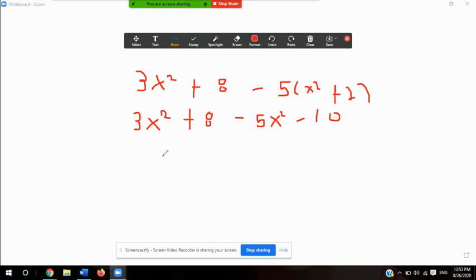And then I'm just going to combine my like terms. So 3x squared is going to go with 5x squared, and I'm going to subtract that. Normally this is a process you can do mentally, but for quiz purposes, I am asking you guys to show me the work so that I can evaluate your exams. So 3x squared and minus 5x squared. If I subtract this, this would be negative 2x squared. So let me go ahead and write the answer down.